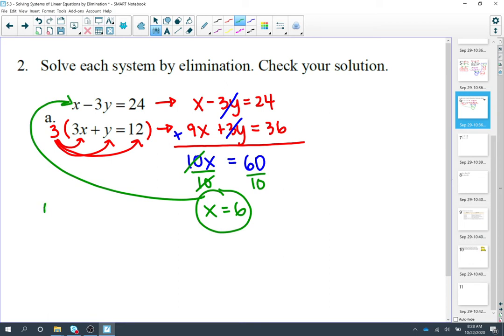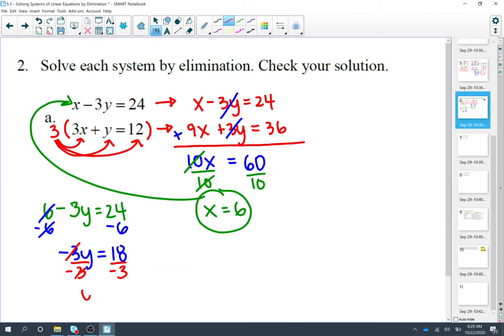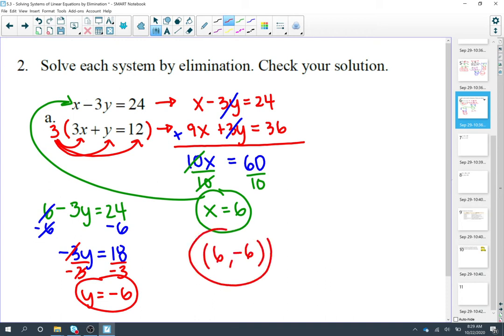So that's going to give me 6 minus, that was the x, minus 3y equals 24. And then I'm going to subtract 6. So -3y equals 18. And then divide by -3. So y equals -6. Final answer, x first, y second, 6, -6.